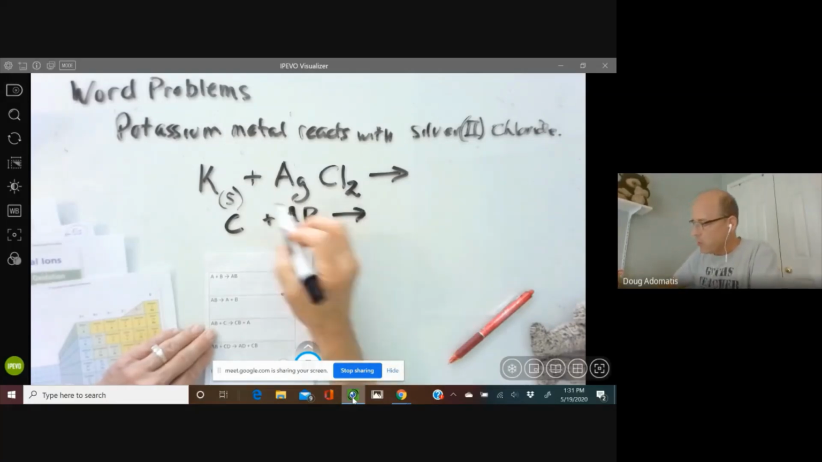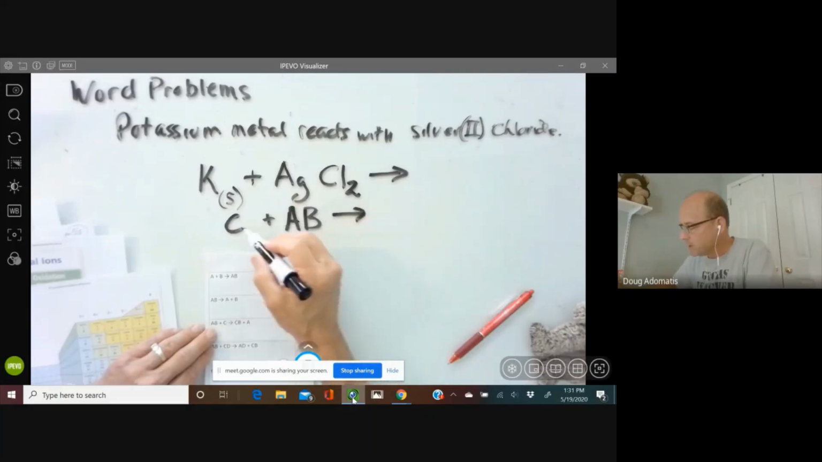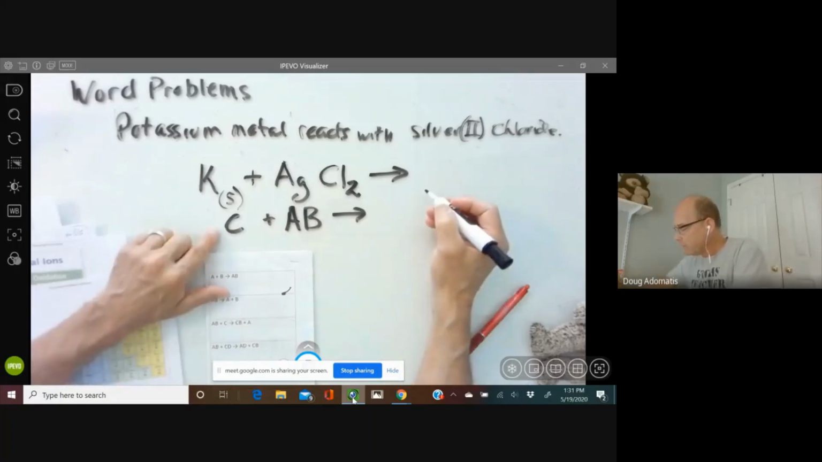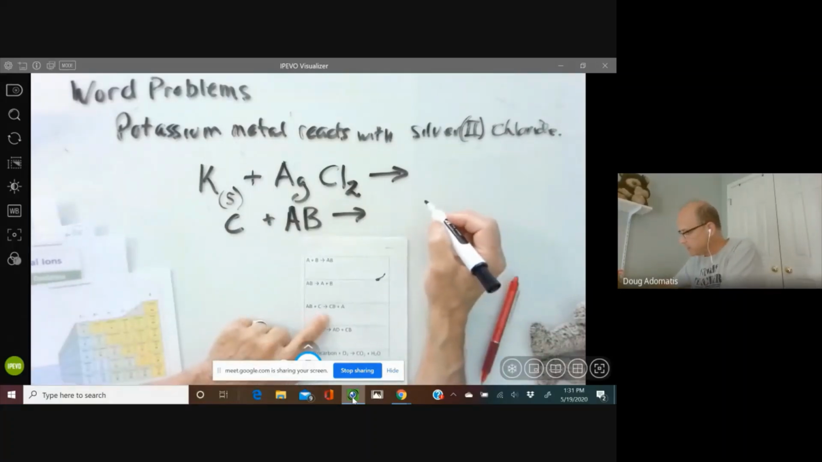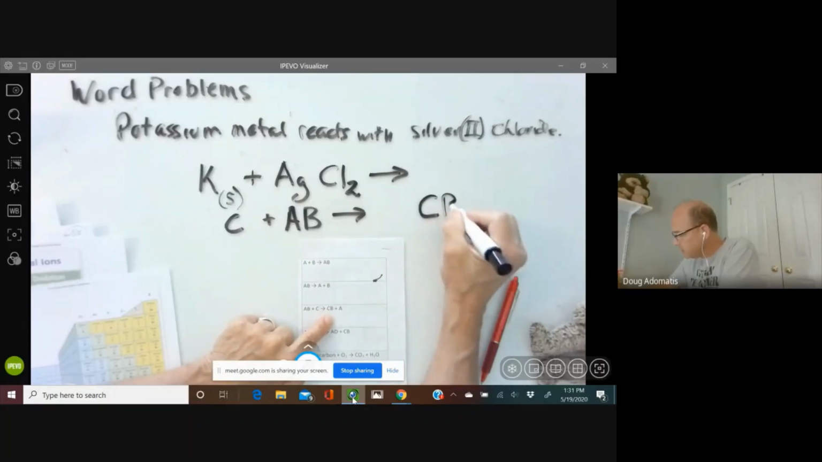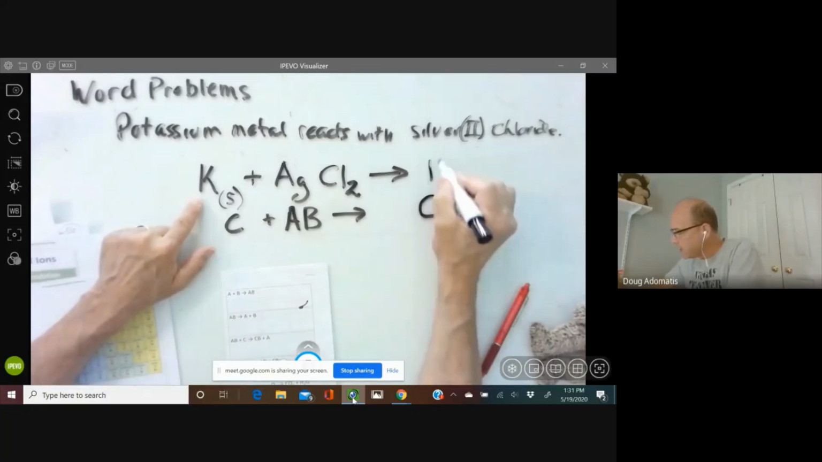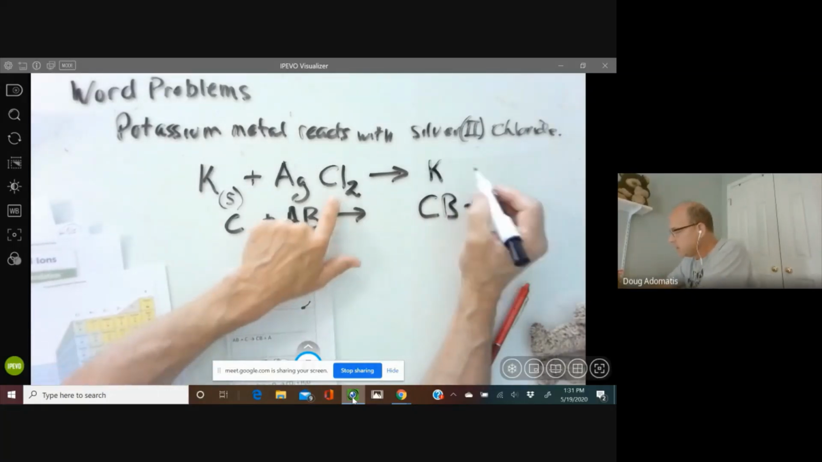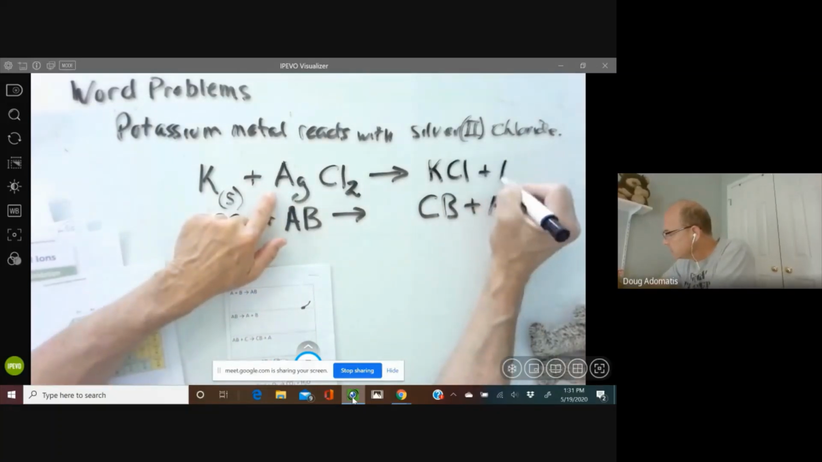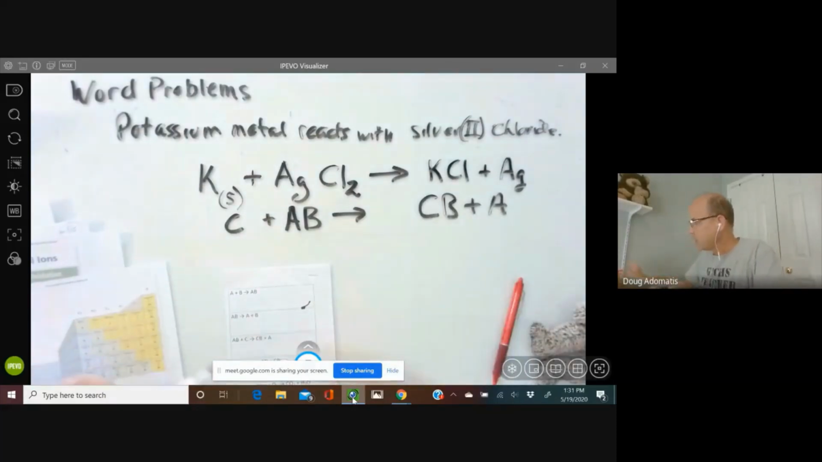Okay, so C is represented by potassium, A is represented by silver, B is represented by chlorine. So if this model says in this case, then what you're going to get on this side is a CB plus A. Okay? So every time you see a C, you write a K. Every time you see a B, you write a CL. And every time you see an A, you write an AG. Okay? So that's how you use your model to write your products.